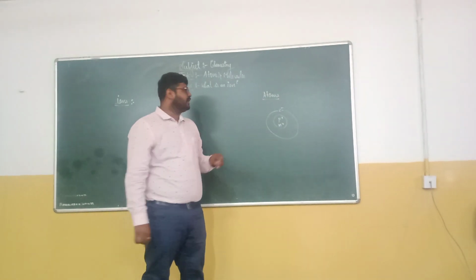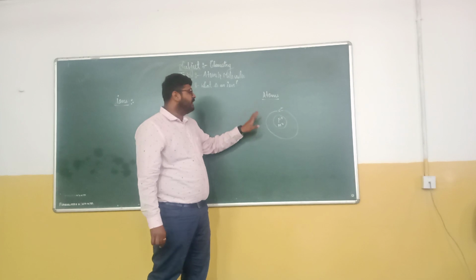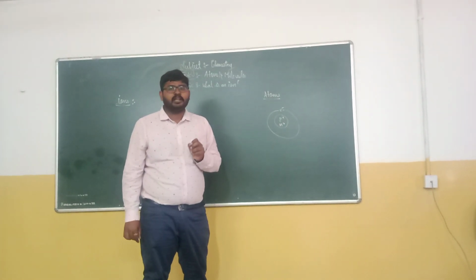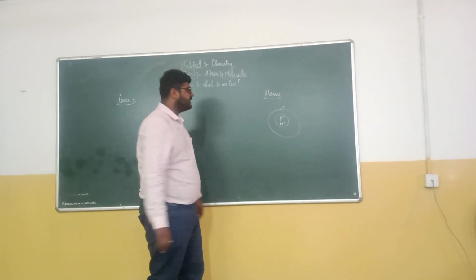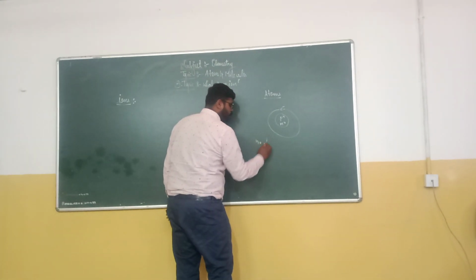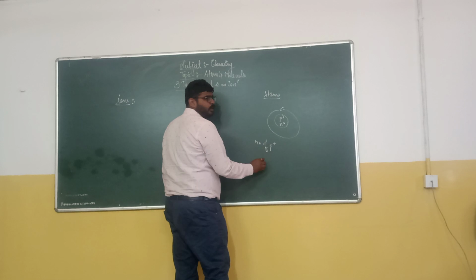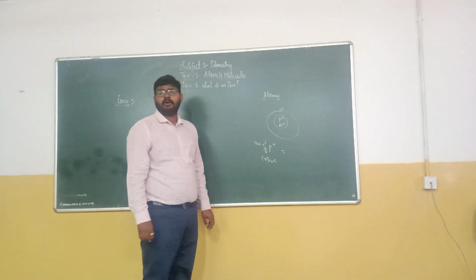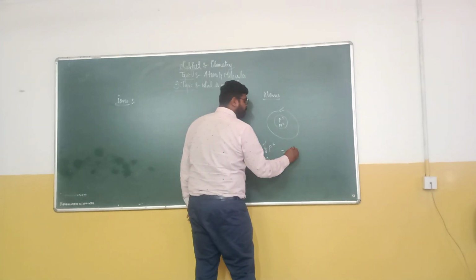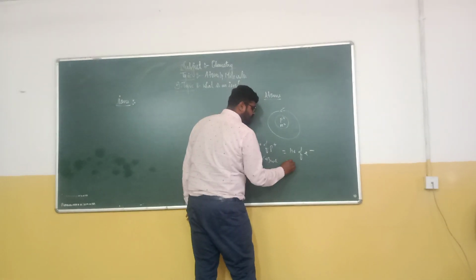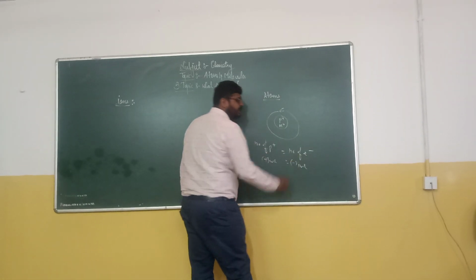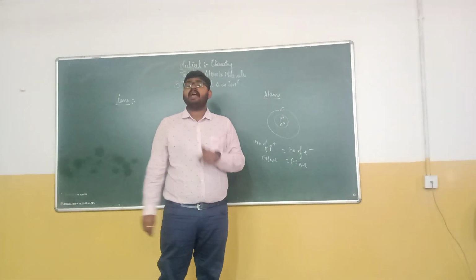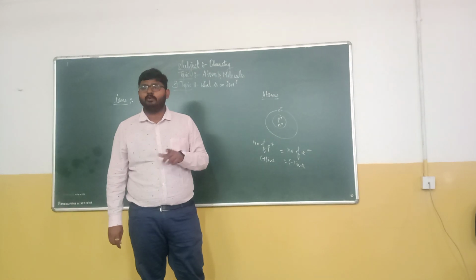Now the second important thing to understand here is that any atom is considered to be the neutral one. The reason behind that is the number of protons, that is nothing but the number of positive charges, is the same as the number of electrons, that is the number of negative charges. If positive and negative charges are the same in number, they cancel out each other's effect, and hence we are considering atom as the neutral one.